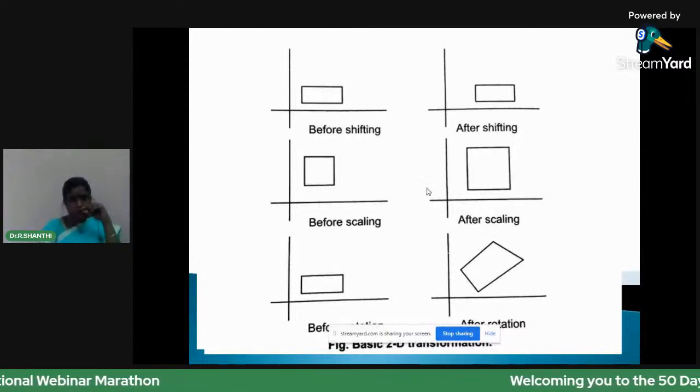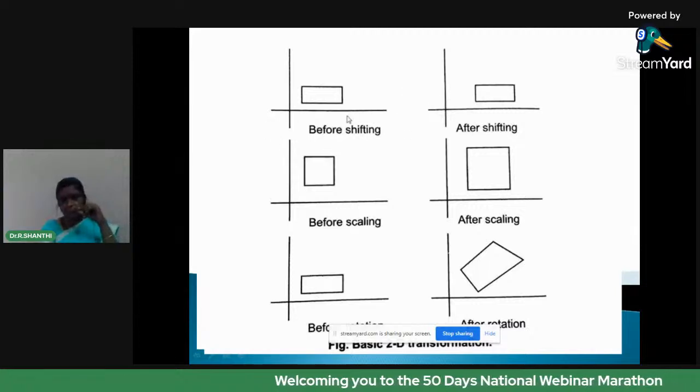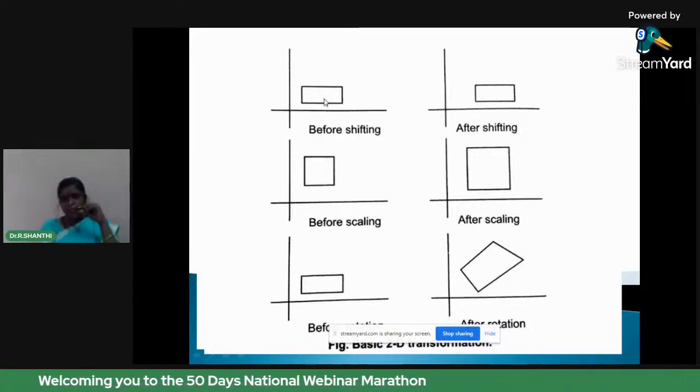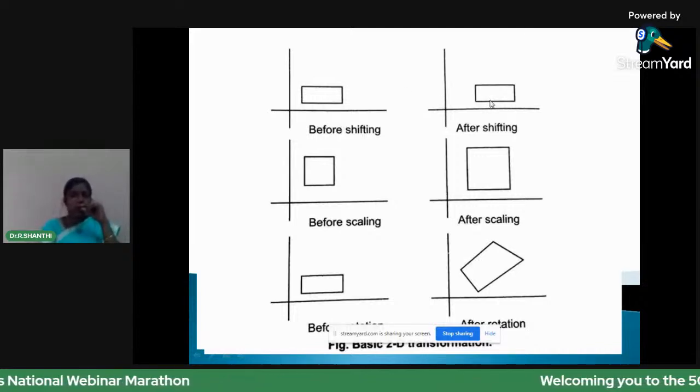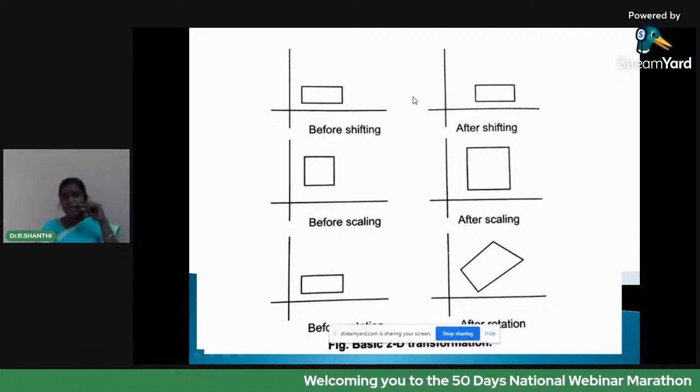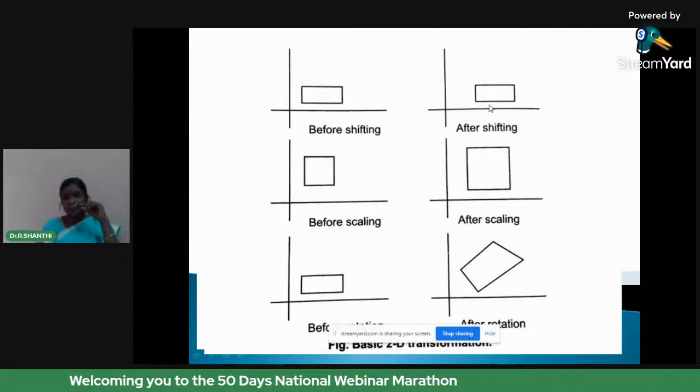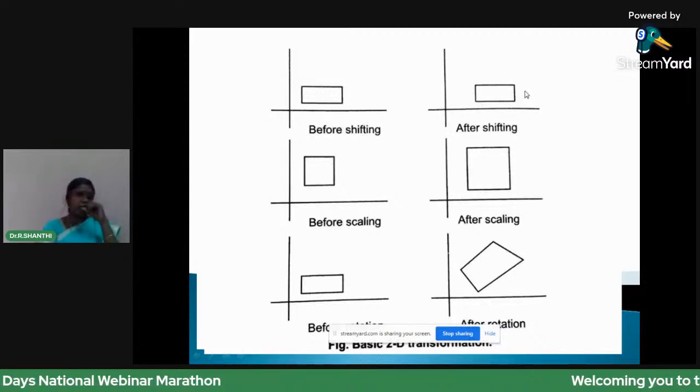So let us recall what we have seen. What sort of transformation is this? First thing, see, before shifting it was here. After shifting it has moved to some other location. So what sort of transformation is it? It is translation, right? It is translated. Here the distance is somewhat closer to the line, that is the y-axis. Here you have some distance. So this concept you call a translation.